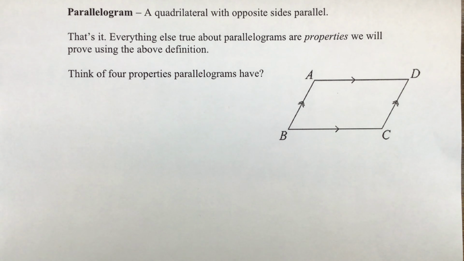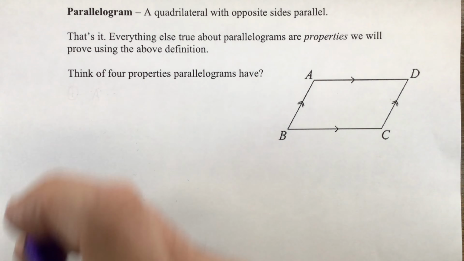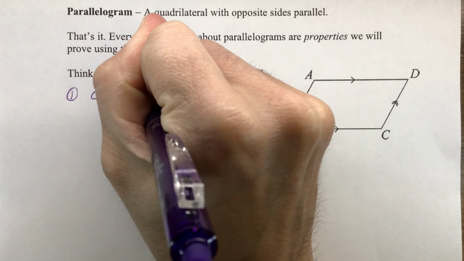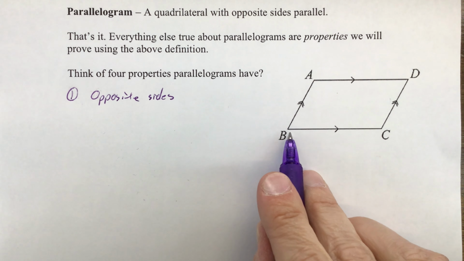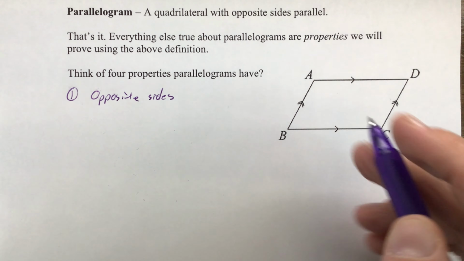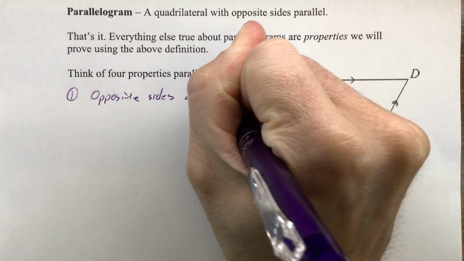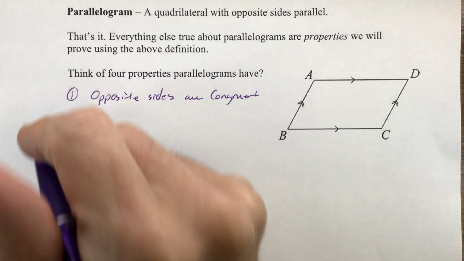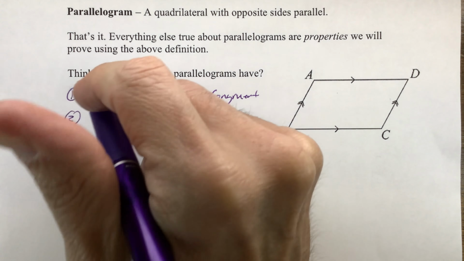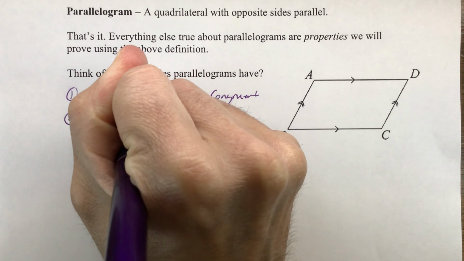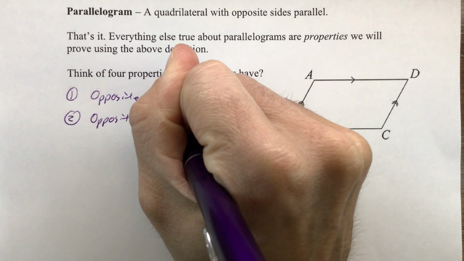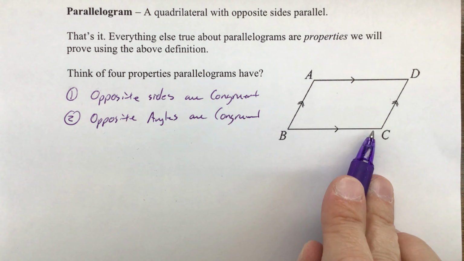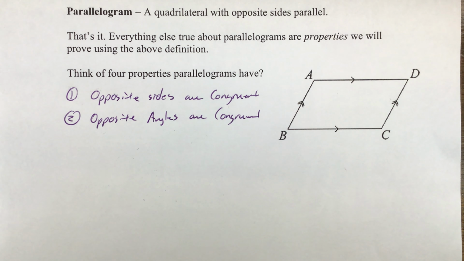All right, so parallelograms have four properties that we're going to be proving in this video. The first is going to be that opposite sides, like BC and AD or AB and DC, are congruent. By definition, they're parallel, but we're going to be proving that they are actually congruent. The second property we're going to prove is that opposite angles are congruent. Okay, so like A and C and D and B. Prove that those are congruent.